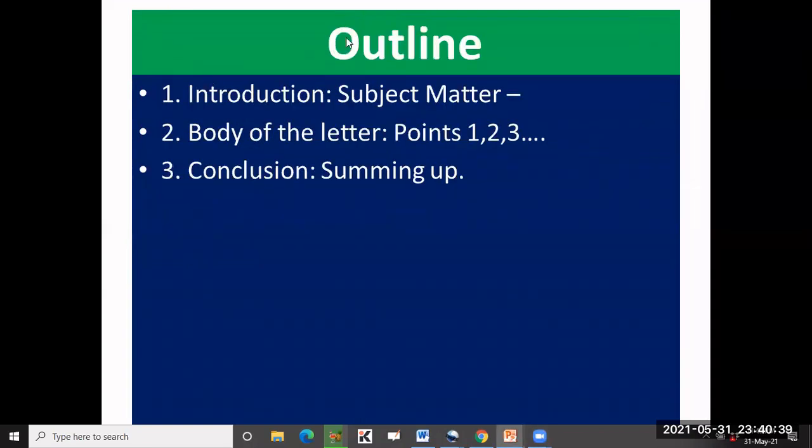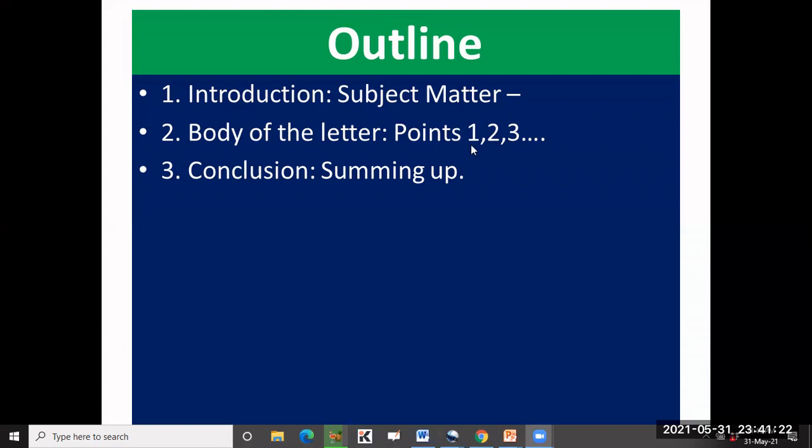So now we want to look at the outline, and in our outline, we are going to jot down points to reflect the three parts of the letter. The three major subclasses of the content of the letter are, first, the introduction, that's the first paragraph, which will contain the subject matter. And then the body of the letter will contain the points you are going to discuss, which should be at least 3 points, point 1, 2, 3.